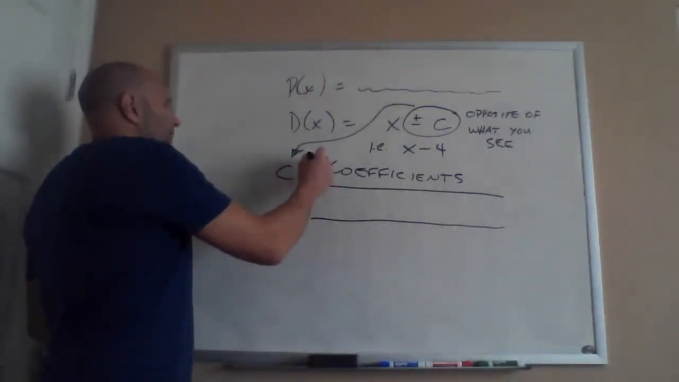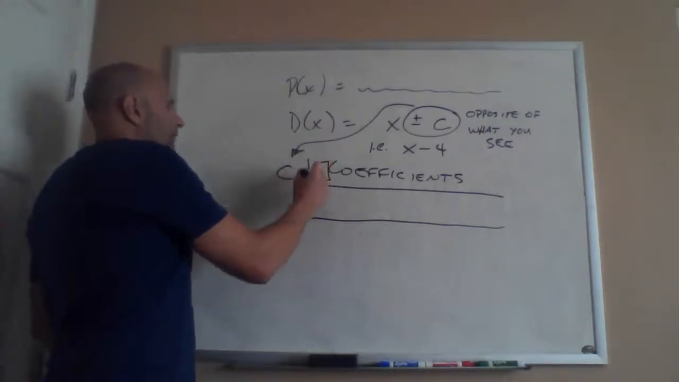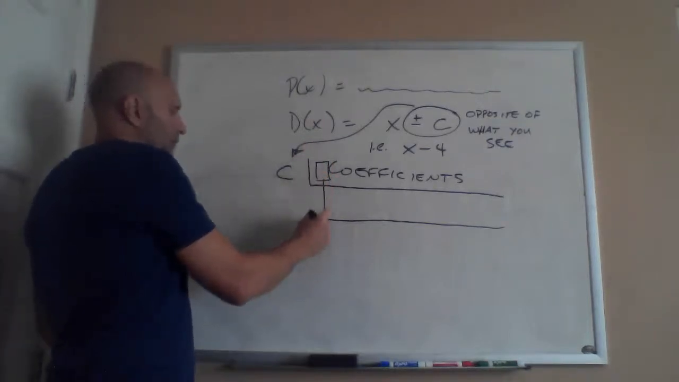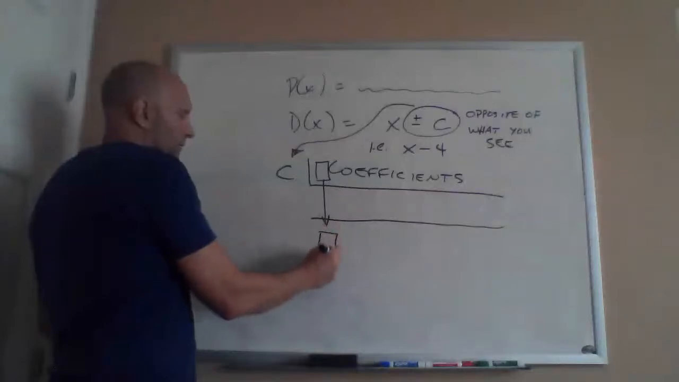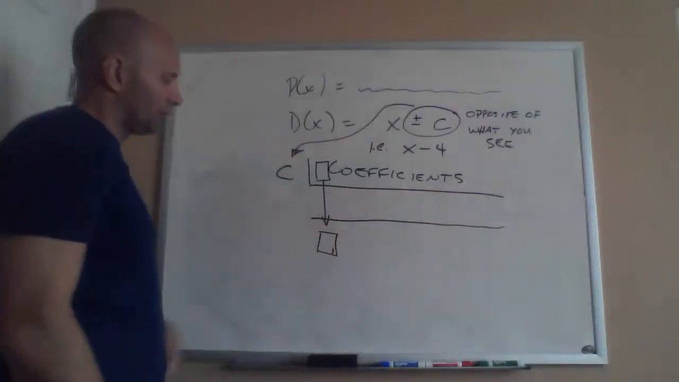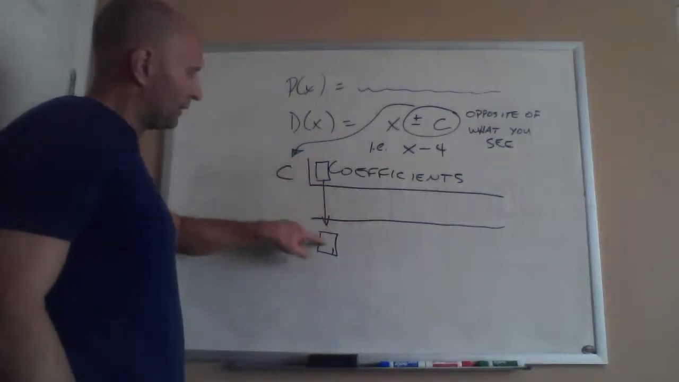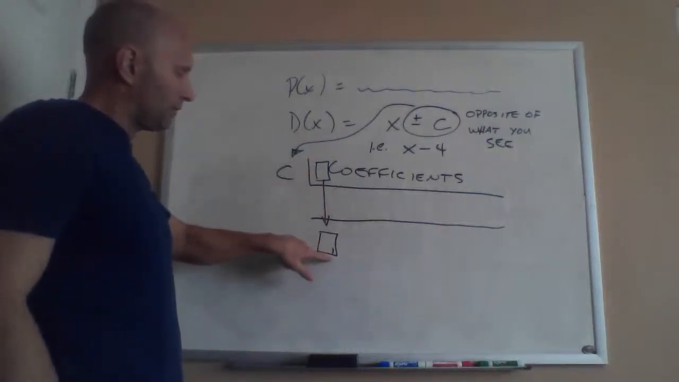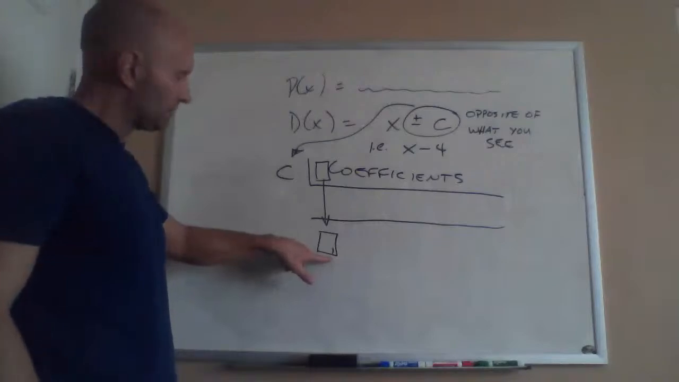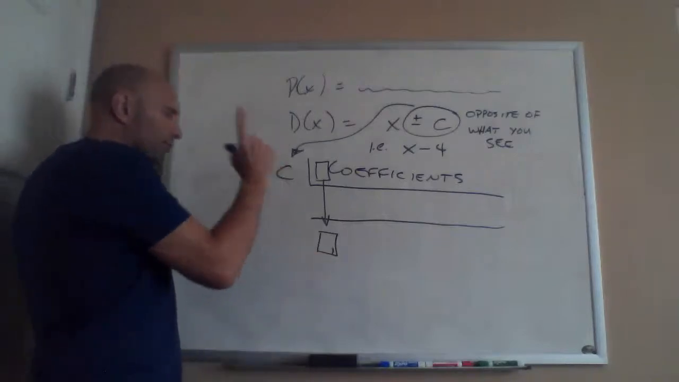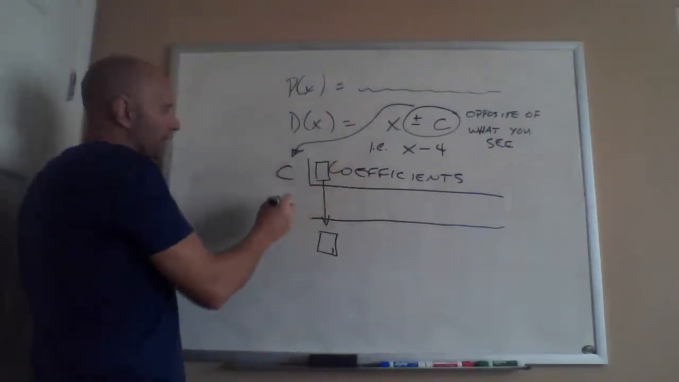Whatever this first value is, whatever the first coefficient is, we just bring that straight down. So I'm just going to use boxes to represent some number. I bring that number down, that's the first number, so we'll call it box 1. And then the process is the same from here on out.